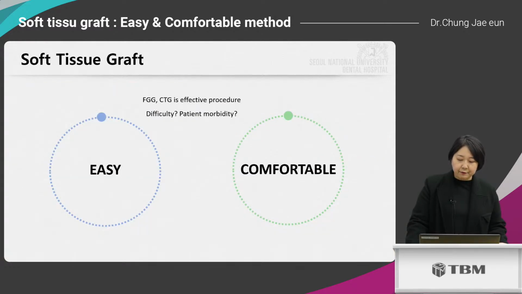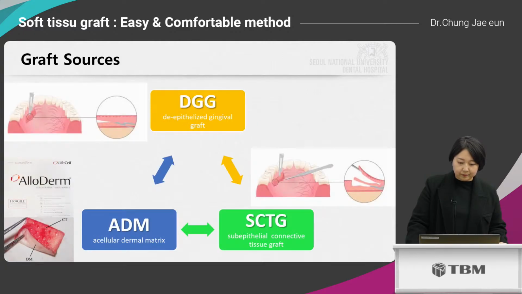We all know that FGG is very effective to get enough keratinized tissue, and subepithelial connective tissue graft is the best way to cover the root recession. But both techniques need 2 surgical sites, and patients often complain about discomfort, pain, and bleeding at the palatal donor site. So we need easier and more comfortable ways.